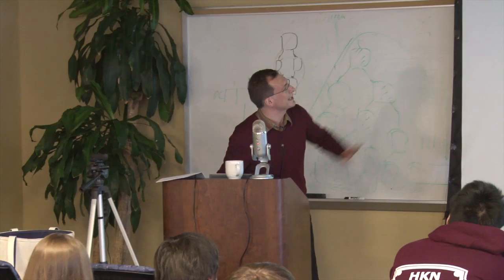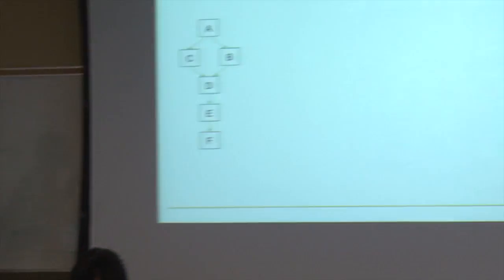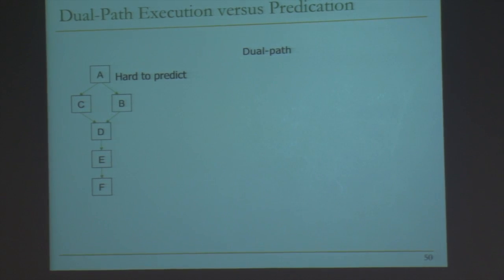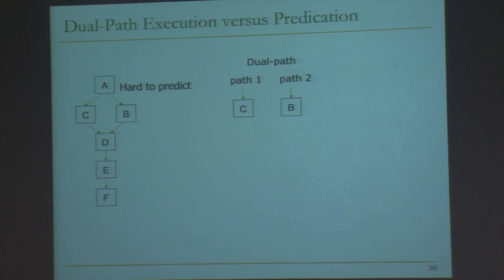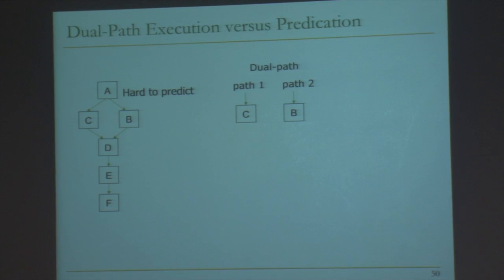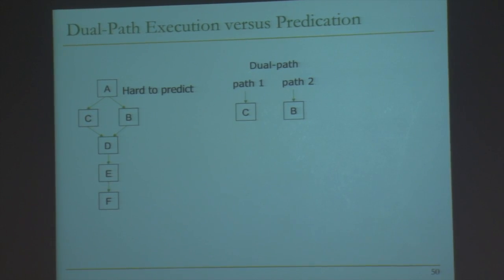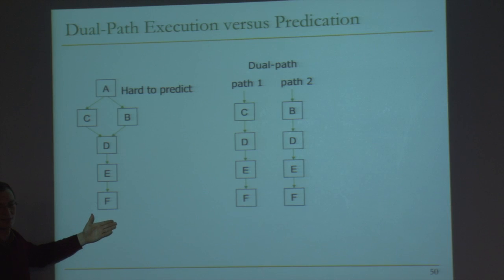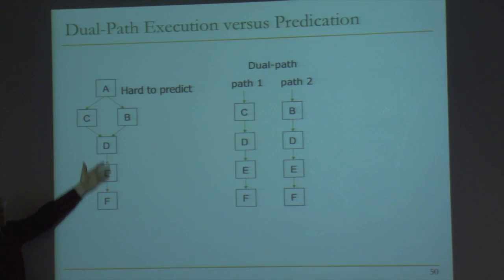OK, so let's take a look at the difference between dual path execution versus predication, and after this we'll be done. If this is hard to predict, what dual path execution does is creates two paths after that branch. And the machine follows those two paths. You have two contexts, and these paths should not interfere with each other. They should not update each other's values, right? And this is what happens. Both paths, you execute the same instructions, right? Well, you have to, because the data values may be different.